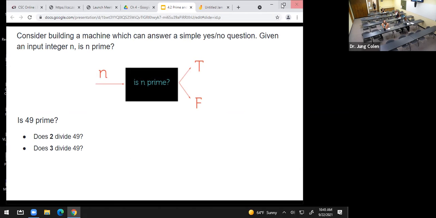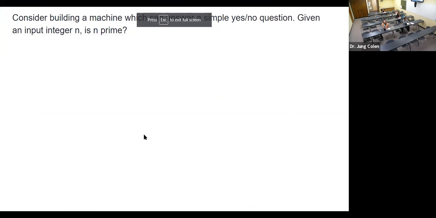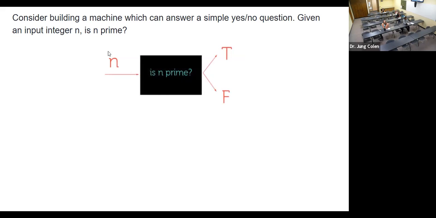So what I prepared here is a really fun thing that you can consider. If we are making a machine that can answer whether a number is prime or not, I'm going to put a number in the box, in the machine, and the machine will say, oh yeah, it is prime, or no, it's not a prime, true or false. Is there any algorithm that I can use here?